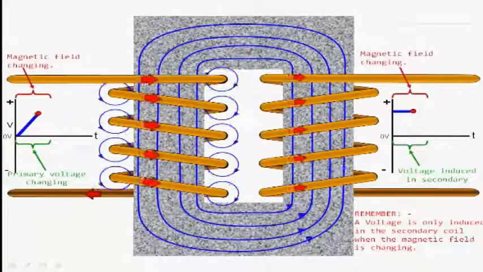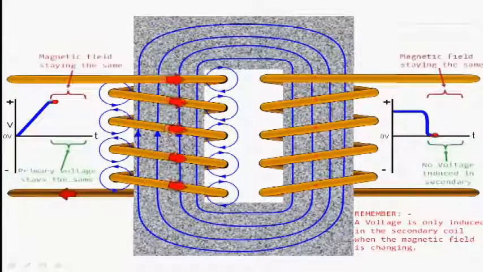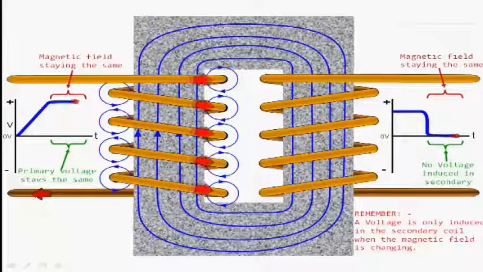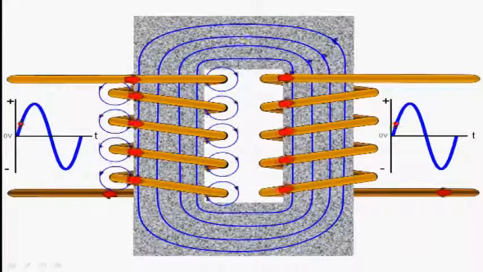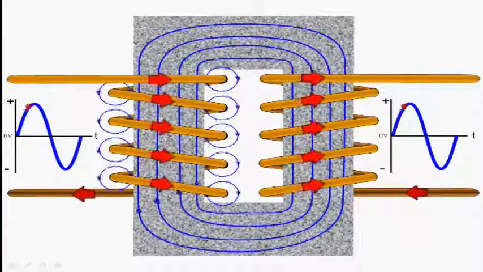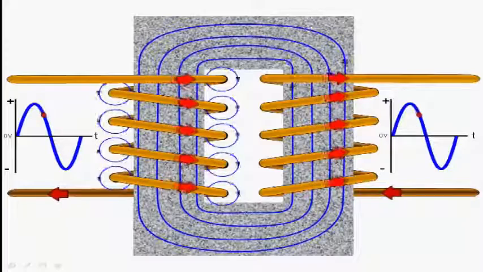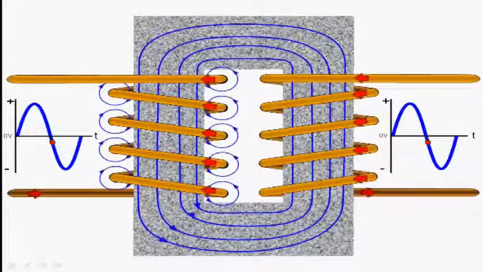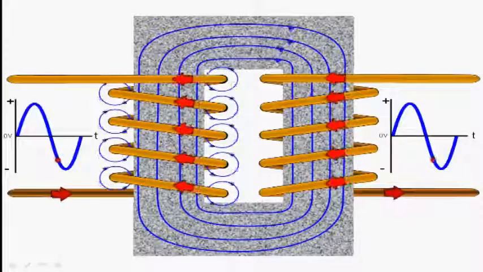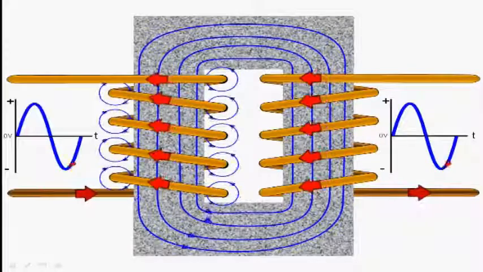With a changing magnetic field, we have a voltage in the secondary, but when there's no change in magnetic field, we have no voltage. So what we actually need is an input voltage that changes constantly, and we can do this using a sine wave. As you can see, the sine wave constantly changes voltage, which constantly causes a change in magnetic field, which means we're always going to have a voltage induced on the secondary.